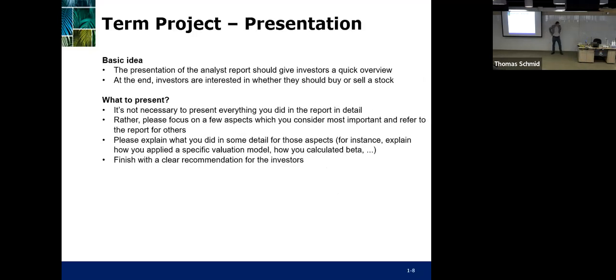Yeah, the presentation, I think this is quite clear. Basic idea, you present the bottom line of your reports. You don't present everything in the report, obviously. So especially if you have a valuation model, then you wouldn't present all the tiny assumptions and all the numbers. You can always refer the audience to your report for the details. Basically, you just present the bottom line. Again, a good presentation gives the audience the impression that you really know why you recommend buy or why you recommend sell.